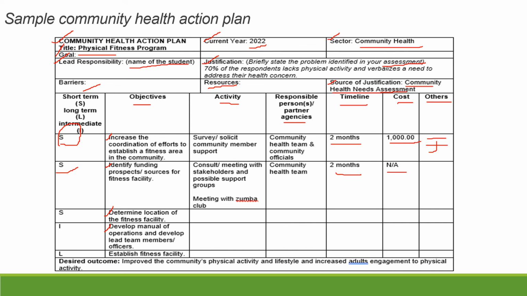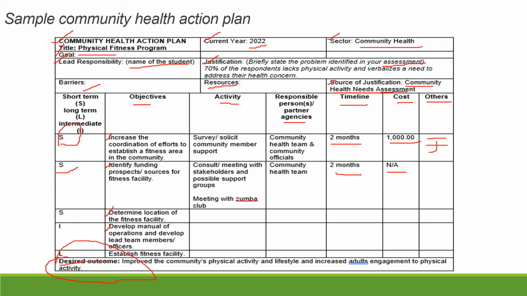Okay? And please do not forget also to write down here your desired outcome. So, of course, the desired outcome in this physical fitness program is to improve the community's physical activity and lifestyle and increase the adults' engagement to physical activity. Okay, so again, take note that the focus of your desired outcome is on the health improvement of the community. Okay, so again, that's the end of my presentation.